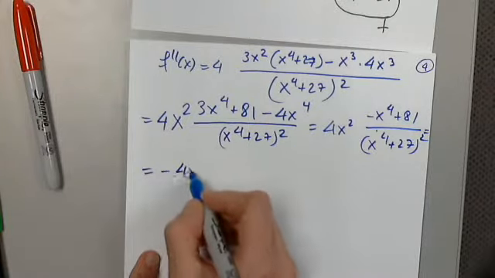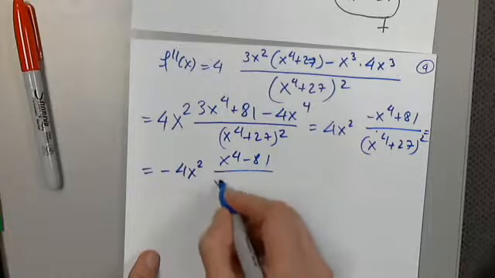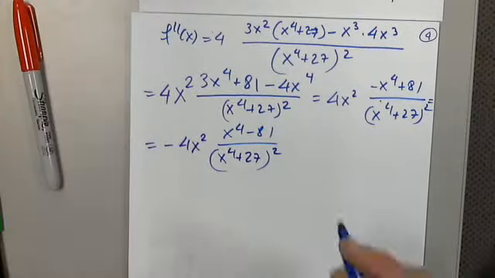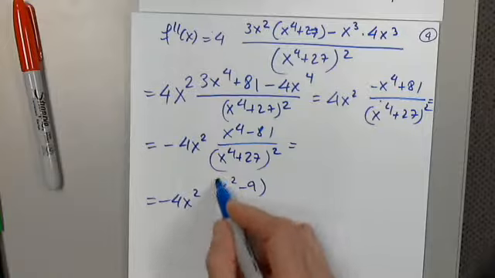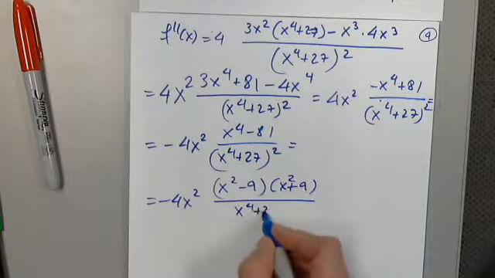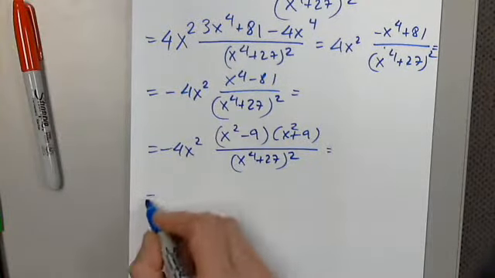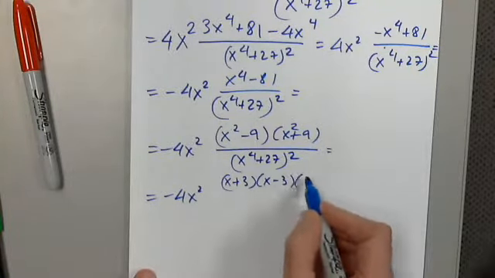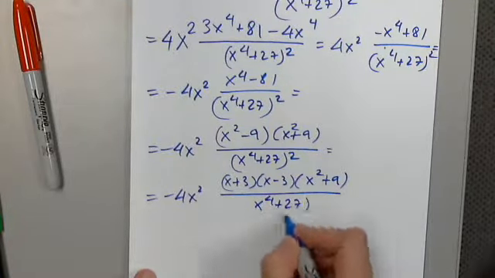Factor out negative 1. And then this becomes x to the 4th minus 81, which is factorable. Negative 4x squared, (x squared minus 9)(x squared plus 9), over (x to the 4th plus 27) squared. And this is negative 4x squared, (x plus 3)(x minus 3)(x squared plus 9), over (x to the 4th plus 27) squared.